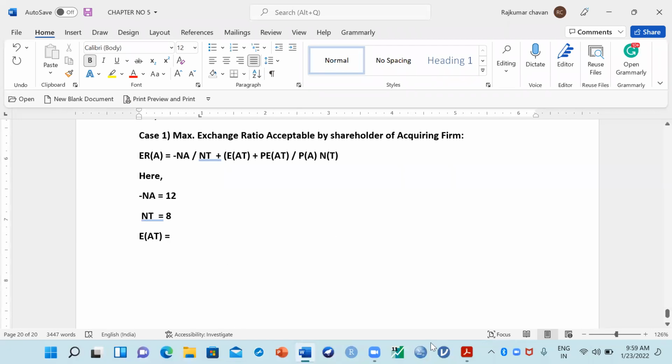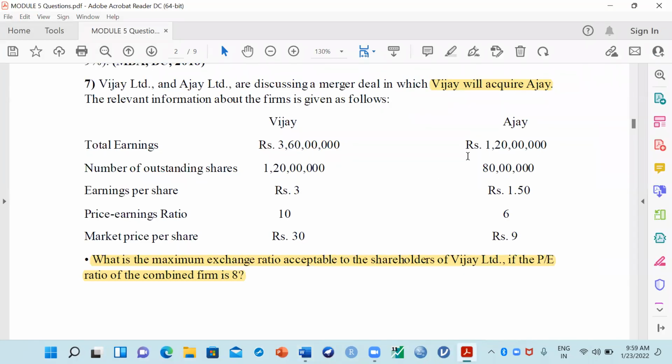Next, EAT, the total earnings of both the firms, the combined. Can you put your answer in the chat box? What will be the total earnings of both the companies over here? Okay, it is 48.